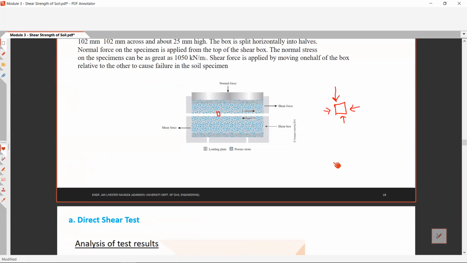Okay, so this one is the soil, ano natin. So that is the stress element. Dito yung shear stress, let's say dito yung shear stress. Okay.